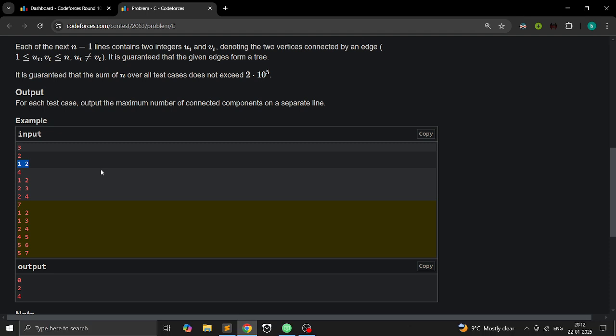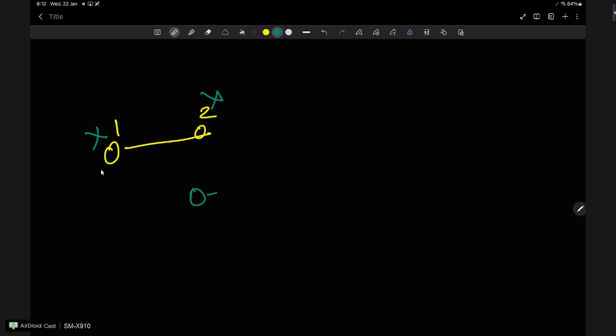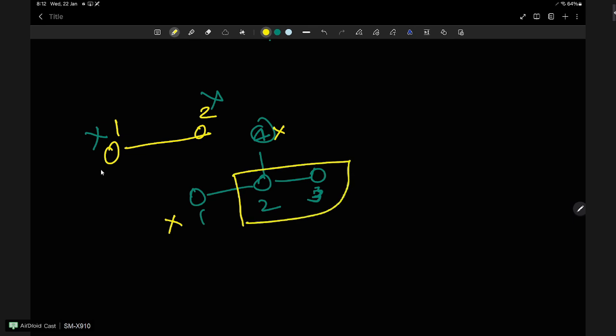For the second, the edges are 1-2, 2-3, 2-4. So the second graph is something like 1-2, 2-3 and 2-4. Here if we remove 1 and 4, then the graph we have is 2-3, which is connected. So the number of connected components will be 1.